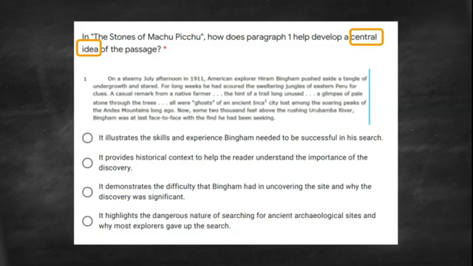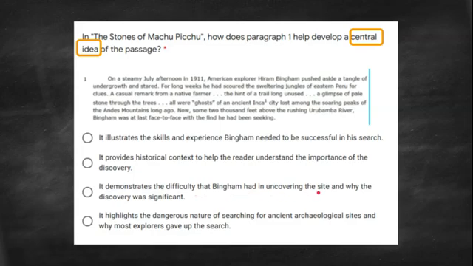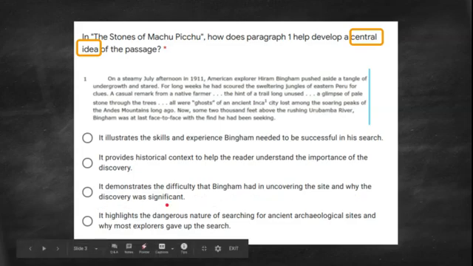So, it talks about everything he had to do to get to this point: talked to a farmer, went on a trail, was glimpsing, saw all these things, and now he was finally face to face with what he had been seeking. So, the correct answer for this one is right here. We'll call that C or 3. Okay. So the reason why is because this paragraph right here demonstrates the difficulty that he had in uncovering the site and then why the discovery was significant.